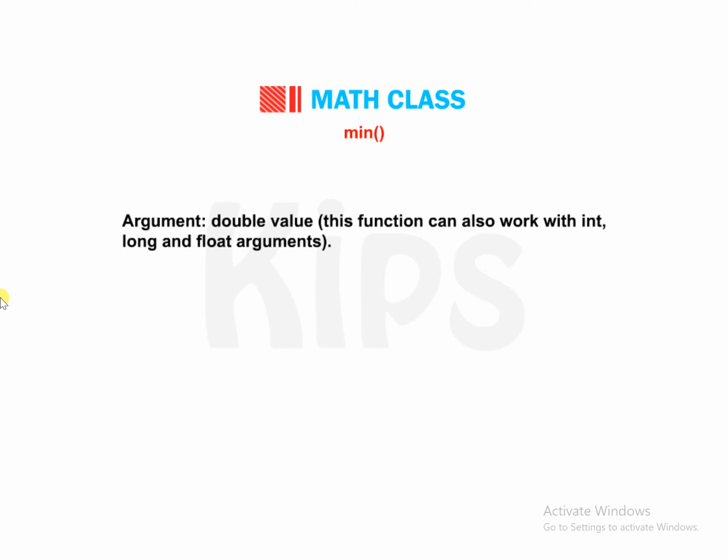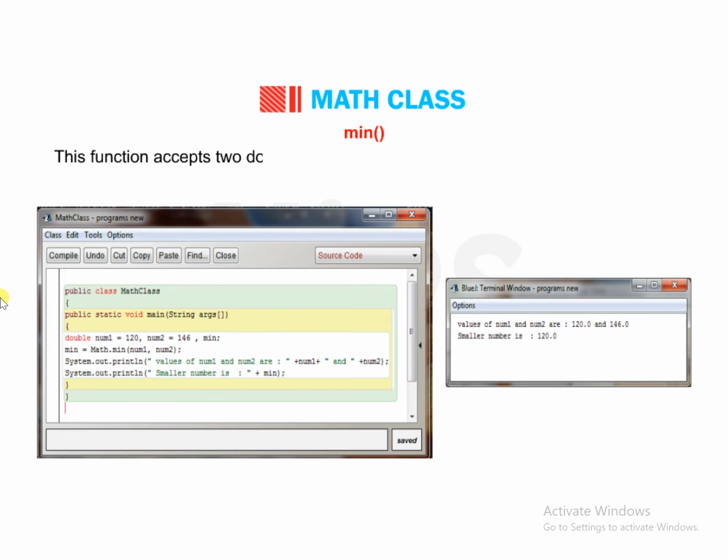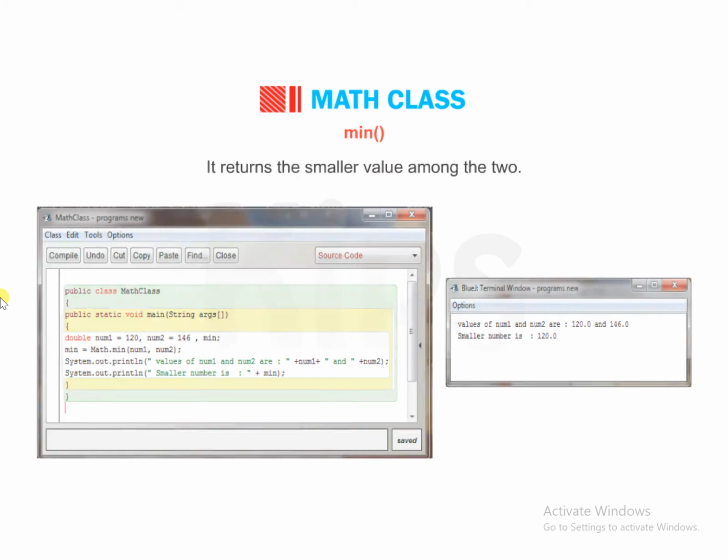min. Argument: double value. This function can also work with integer, long and float arguments. Return type: double. This function accepts two double, integer, long, float values and compares them to find the smaller one. It returns the smaller value among the two.